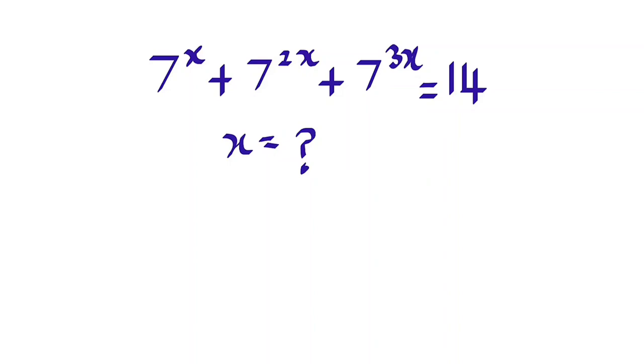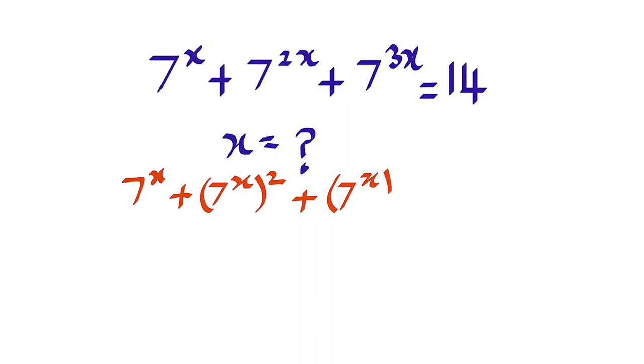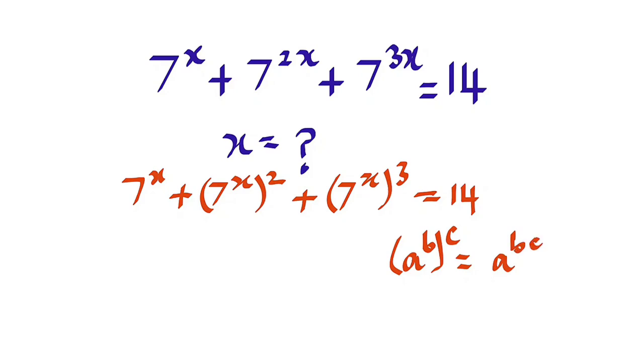So therefore we're going to have 7 to the power of x plus 7 to the power of x, we can take it inside, to the power of 2, plus 7 to the power of x, then we take 3 outside, equals 14. That is from the law of indices that says when you have a to the power of b, then to the power of c, you can rewrite it as a to the power of bc, because these two we have to multiply each other to have bc.